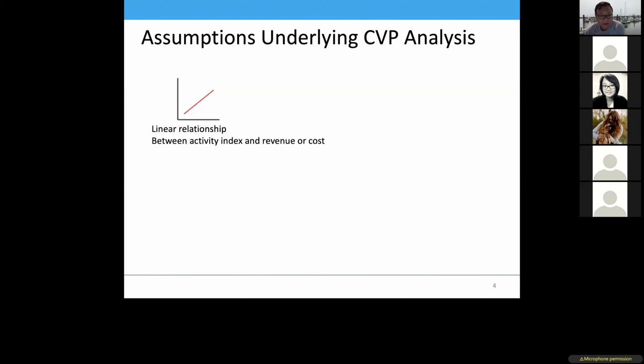Okay, so what happened here? The first one is the volume. The volume index and the profit, the revenue and the cost, that is a linear relationship. So we are saying the activity volume and the revenue have a linear relationship. Let's say per unit is $12, so for 1 unit the selling price, the revenue, is $12. So that will be a linear relationship.